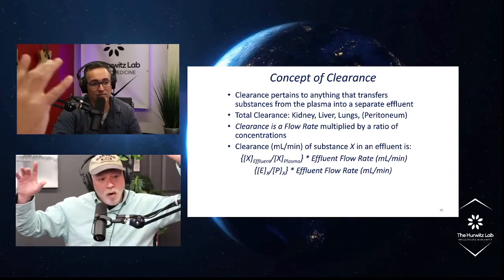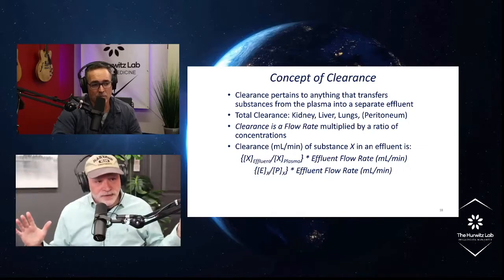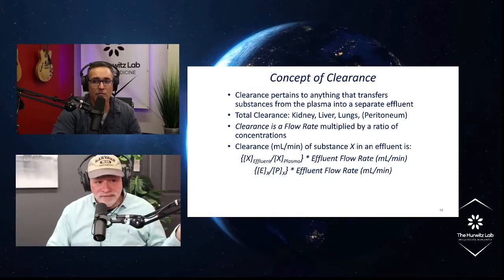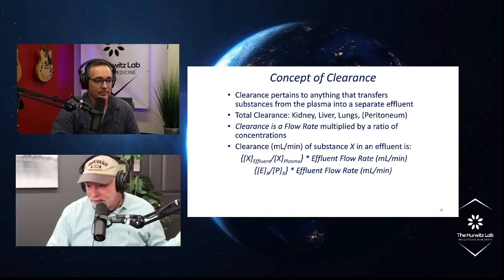So the overall clearance of a PD patient is their endogenous creatinine clearance of their residual kidney function, plus whatever's in the effluent. And when people start to fail PD, they're not just failing PD because their kidneys are failing. They're failing PD because their peritoneum is failing, because diabetes is not easy on the peritoneum.